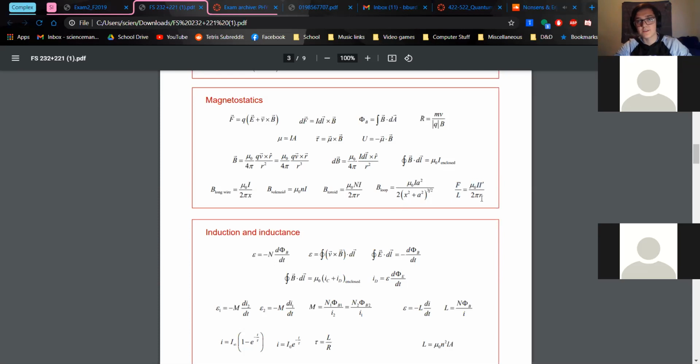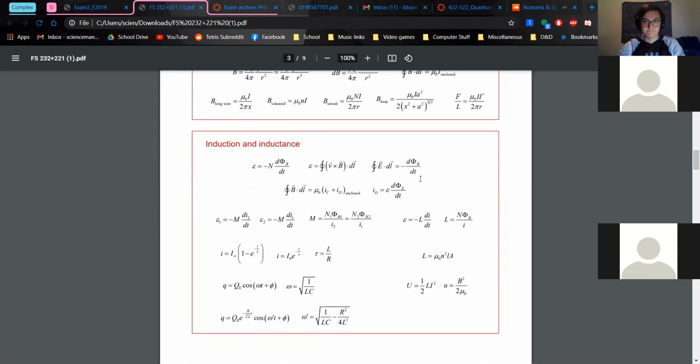And then F over L is just the force per unit length on one wire due to another wire. So that's what it's referring to. If I have two wires, then the force on one wire due to the other wire is going to be given by that formula there.